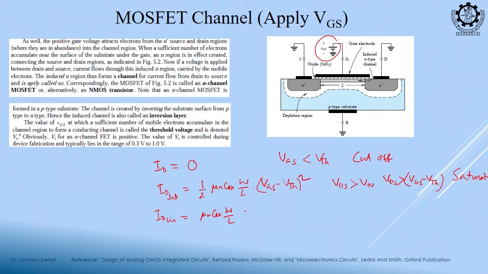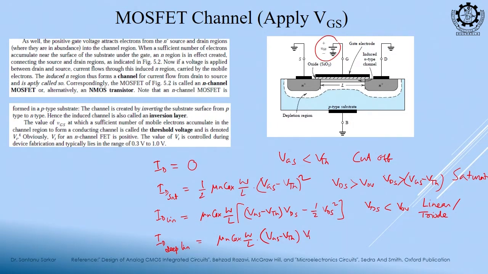which is mu Cox W by L, VGS minus VTH into VDS minus half VDS square. The condition is VDS less than VOV, and this is linear or triode. Now, there is another condition: suppose VDS is very small. Then this half VDS square we can neglect. So, this is deep linear or deep triode, where we neglect this half VDS square and get VGS minus VTH into VDS. This is deep triode, and the condition is VDS much less than twice VOV.